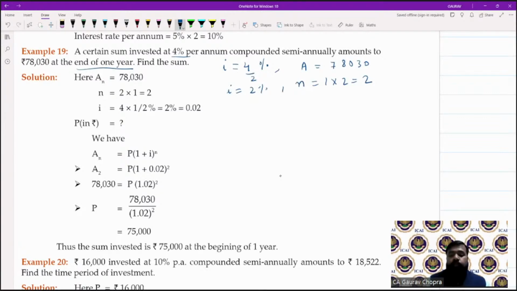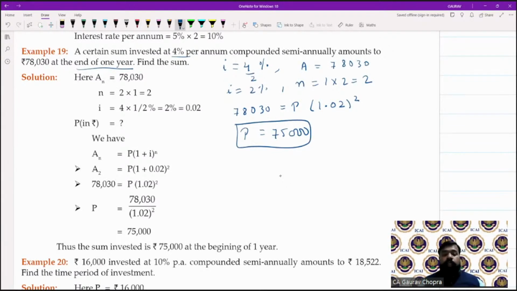So you have to calculate the principal. So 78030 equal to principal into 1.02 to the power of 2. Now simply you can do this on calculator. 1.02, press multiply equal to, and then M plus button. Then 78030 divide MRC, press equal to. You are getting the principal as 75,000. So all this calculation can be done on calculator. Okay.